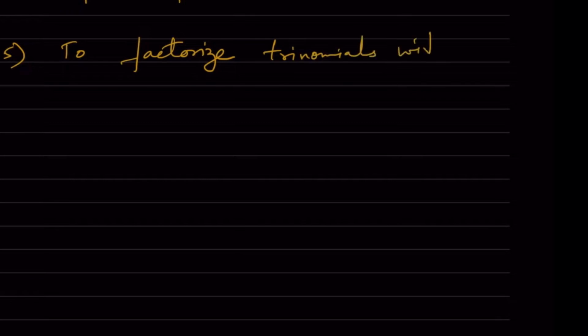So you can take this as the fifth one, to factorize trinomials with the leading coefficients. So what does this leading coefficient mean? We'll just see. Now suppose you are given here 6x square plus x minus 2.